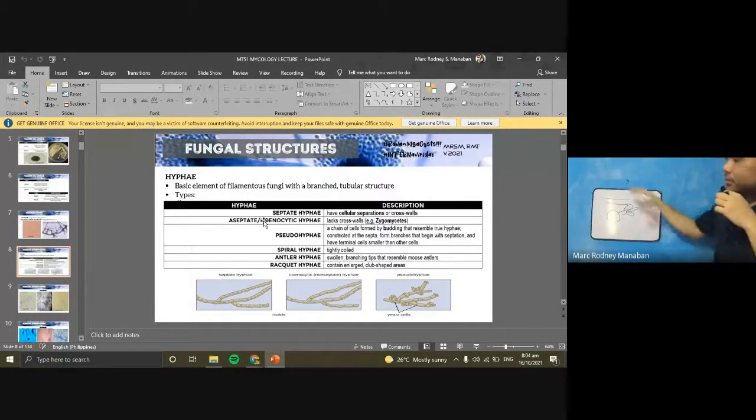So it's not similar to the hyphae, the true hyphae of your molds, okay? That is like tube-like, no? And hindi siya composed of mga budding cells, okay? Your pseudohyphae, again, is caused by the budding cells usually found in yeasts, okay?